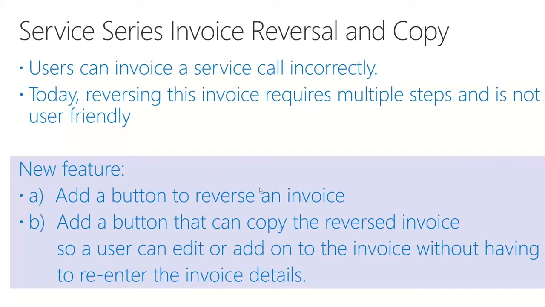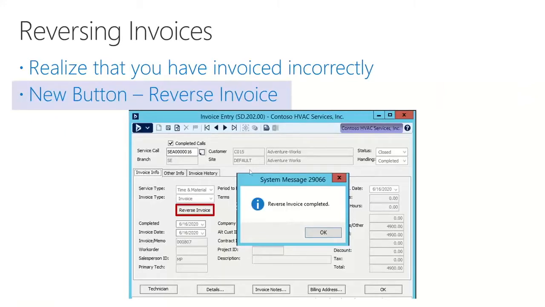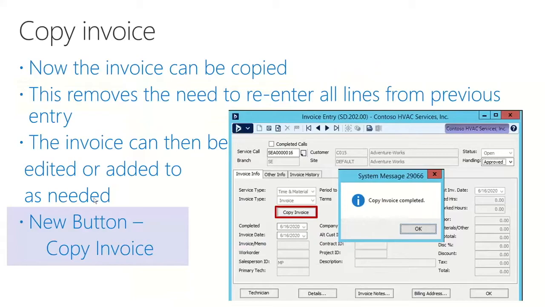So we have a button that allows you to reverse the invoice. Once you reverse it, you do need to process it to process the fact that it has been reversed. And then that same item would be available to you. Now that you've reversed it appropriately and the invoice has been basically wiped out, there's a new copy button that says, hey, let's make a copy of what we did before. I'm going to make adjustments and move forward with it.